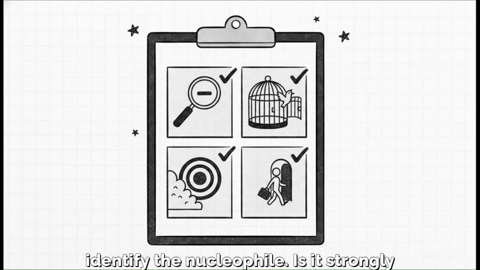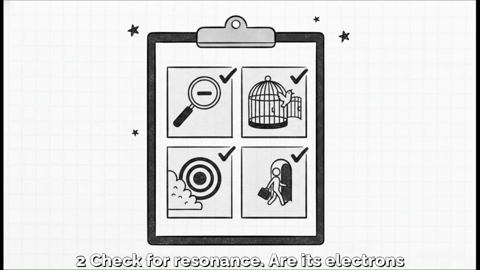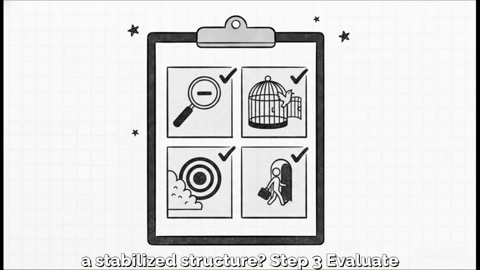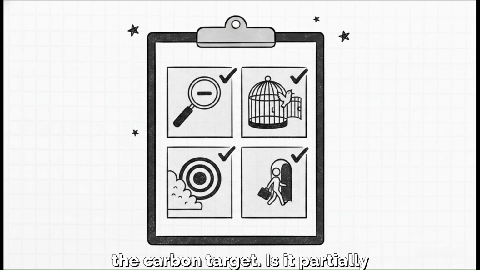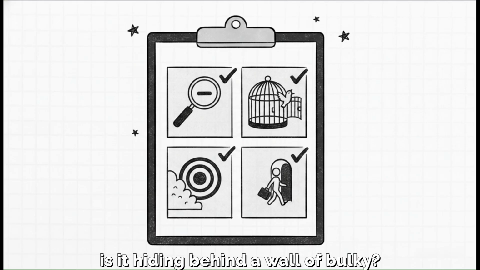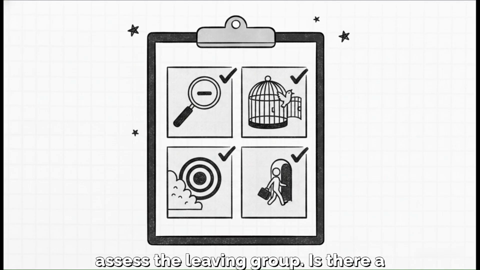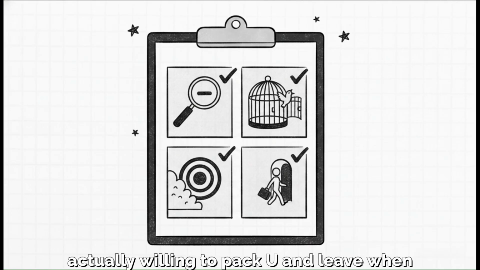Step 1. Identify the nucleophile. Is it strongly anionic, or is it neutral and weak? Step 2. Check for resonance. Are its electrons ready to strike, or are they trapped in a stabilized structure? Step 3. Evaluate the carbon target. Is it partially positive and screaming for electrons, or is it hiding behind a wall of bulky sterically hindering groups? And step 4. Assess the leaving group. Is there a partner on the target molecule that's actually willing to pack up and leave when the attack happens?